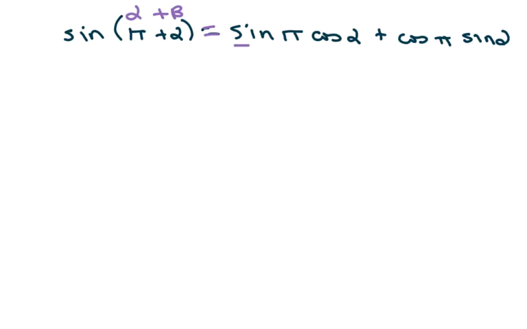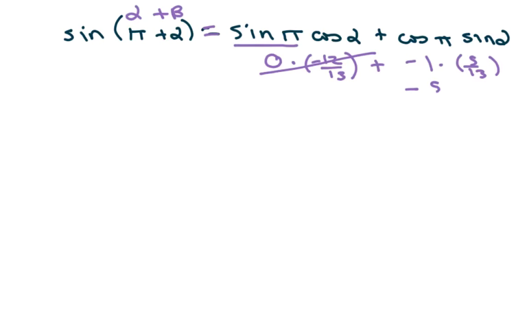So sine of pi is 0. Cosine of alpha is negative 12 over 13. All right, plus cosine of pi is negative 1, and sine of alpha is 5 over 13. So this cancels, that's 0. So our answer is negative 5 over 13.